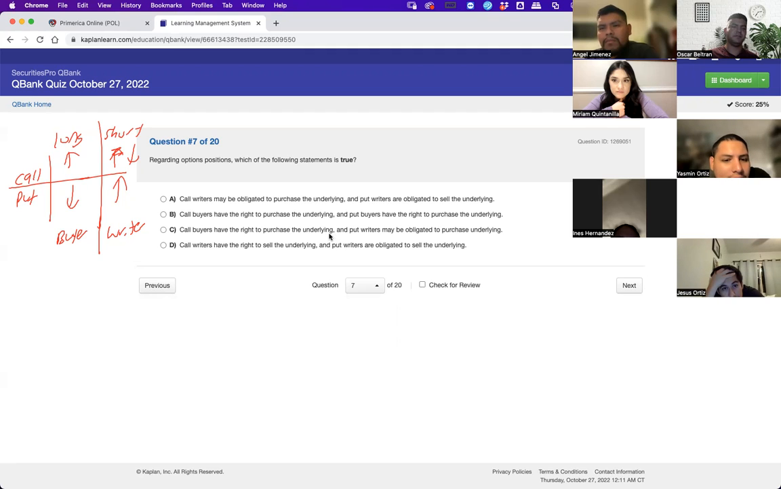What do you guys think it is? The key thing here is the word obligated. So for me, I have a call writer here. They're going to be obligated to sell if it goes up. So we're going to look for call writer. I think it might be A. I don't know. What do you think? No, it's Oscar. I believe it's B. B?